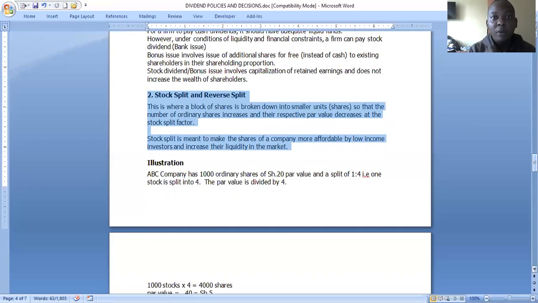So a share split is where a block of shares is broken down into smaller units so that the number of ordinary shares increases and their par value decreases. The stock split is meant to make the shares of the company more affordable to low income investors and increase liquidity in the market. So if the value of the shares of the company has increased much in the stock market and they become unaffordable because the price is quite high, then to make these shares affordable, we split them into smaller shares of lower prices.